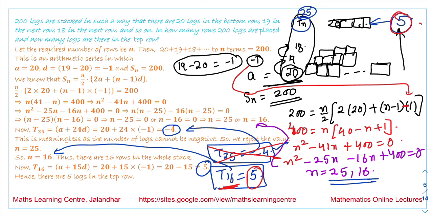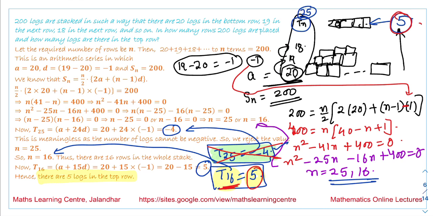So how many rows are there? The number of rows is 16, and the topmost row has 5 logs. We are not considering n equal to 25, because in that row there would be a negative number of logs, and this is not possible.